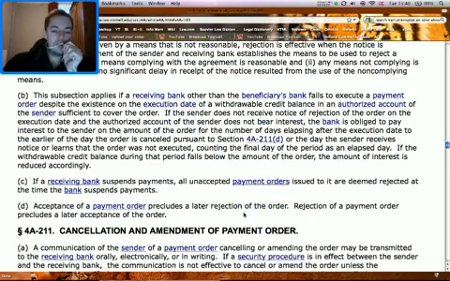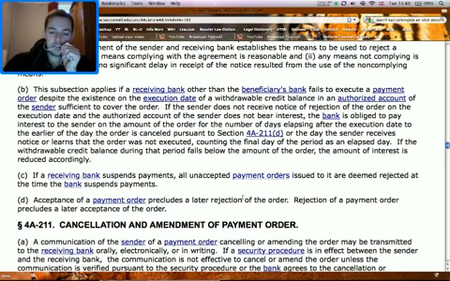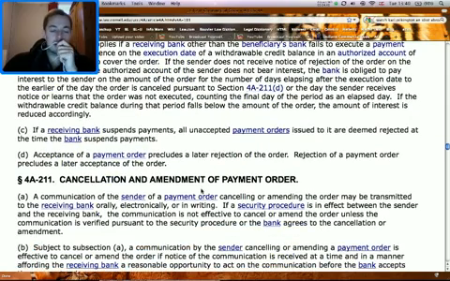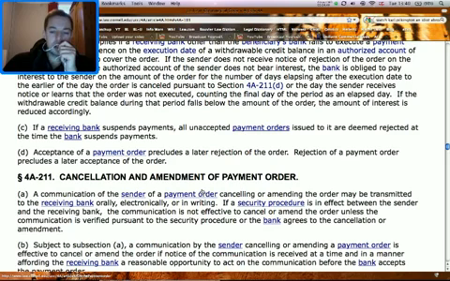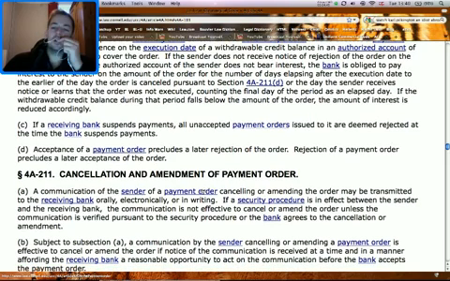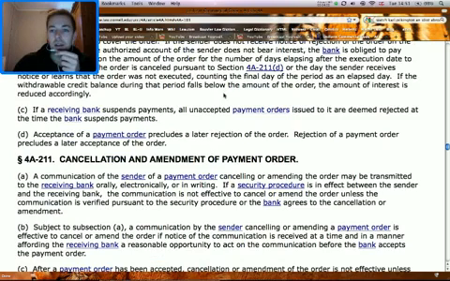If a receiving bank suspends payments, all unaccepted payment orders issued to it are deemed rejected at the time the bank suspends payments. Acceptance of a payment order precludes a later rejection of the order. Rejection of a payment order precludes a later acceptance of the order.